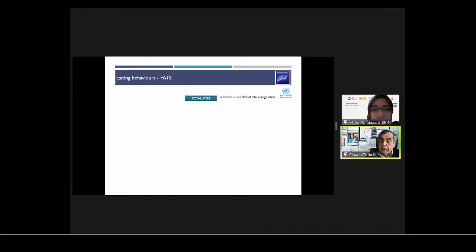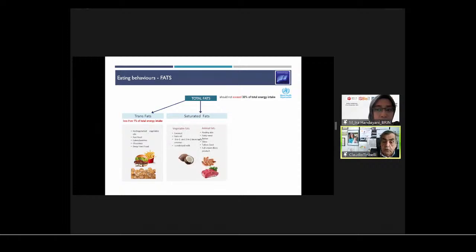What is the total fat? The total fat should not exceed 30% of the total energy intake. And we have different kinds of fat. We have trans fats, the dangerous ones, due to the so-called junk food. We have saturated fat, which is related to coconut, palm oil, and animal sources, and polyunsaturated fat, in skin, meat, and fruit.